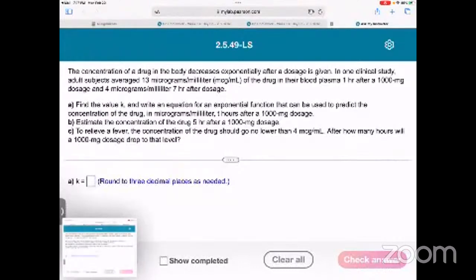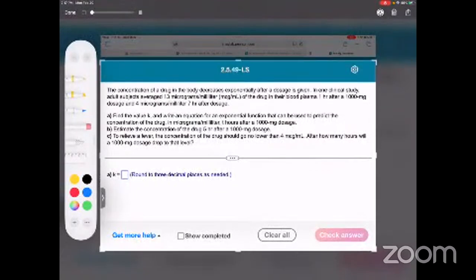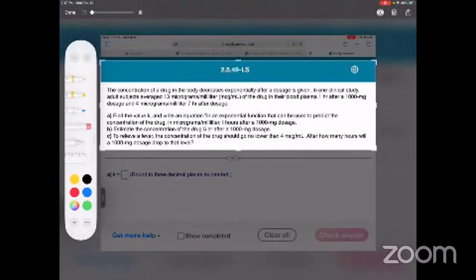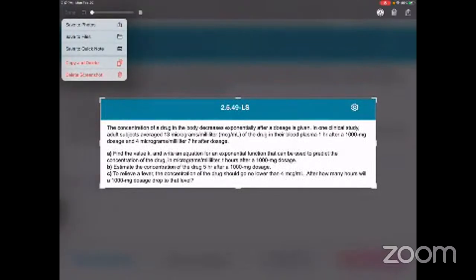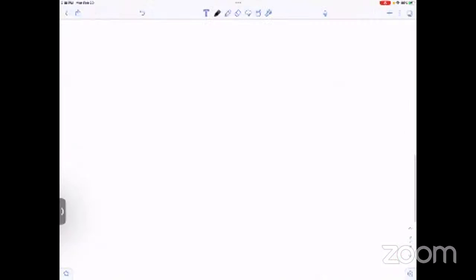Let me start by getting a copy of the original. Copy and delete, and let's just go ahead and paste. Okay, so this is a copy of the original.